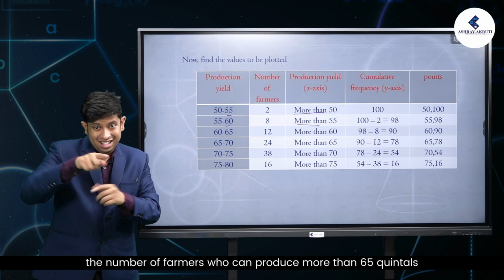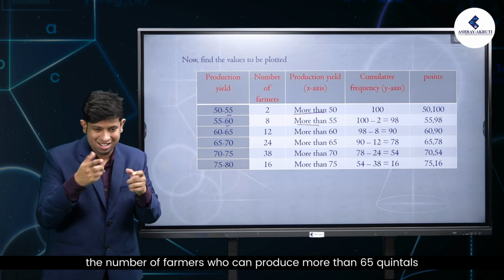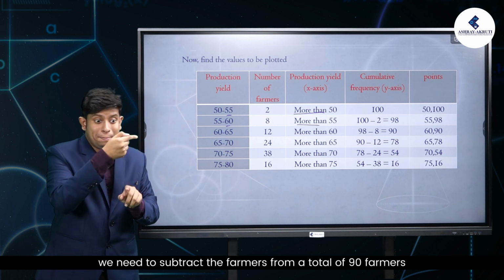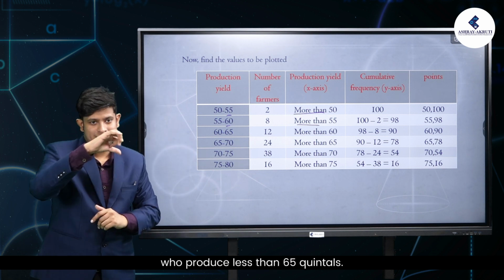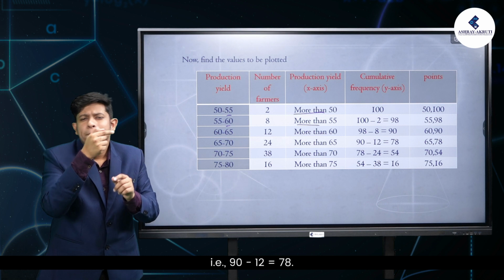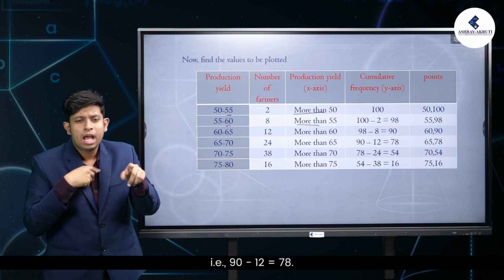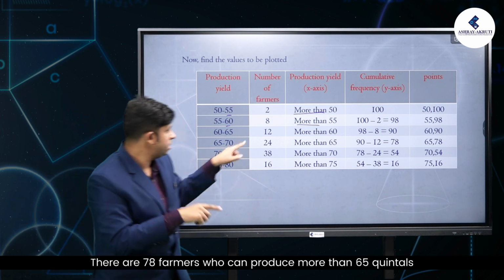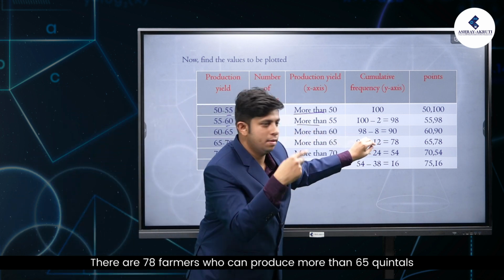To get the number of farmers who can produce more than 65 quintals, we need to subtract the farmers from a total of 90 farmers who produce less than 65 quintals. That is 90 minus 12 is equal to 78. There are 78 farmers who can produce more than 65 quintals.